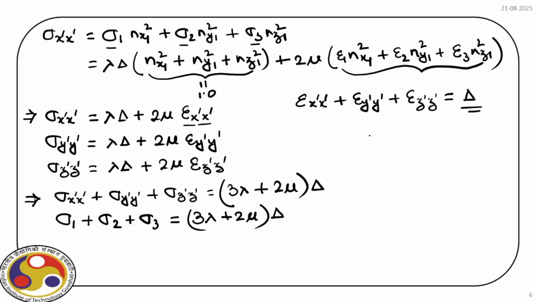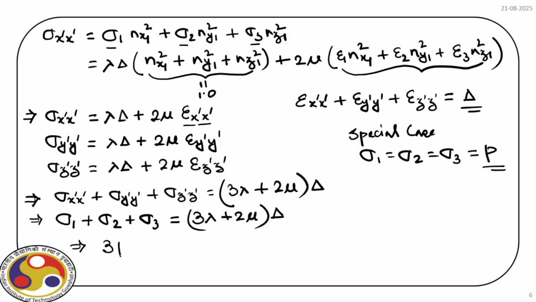Okay. Now if we have a special case where sigma 1 is equal to sigma 2 is equal to sigma 3, that means along all three principal directions we have the same level of stress, and that be P, that is the amount of pressure that we apply. Then the left hand side will be 3P, and on the right hand side we have 3 lambda plus 2 mu into delta.